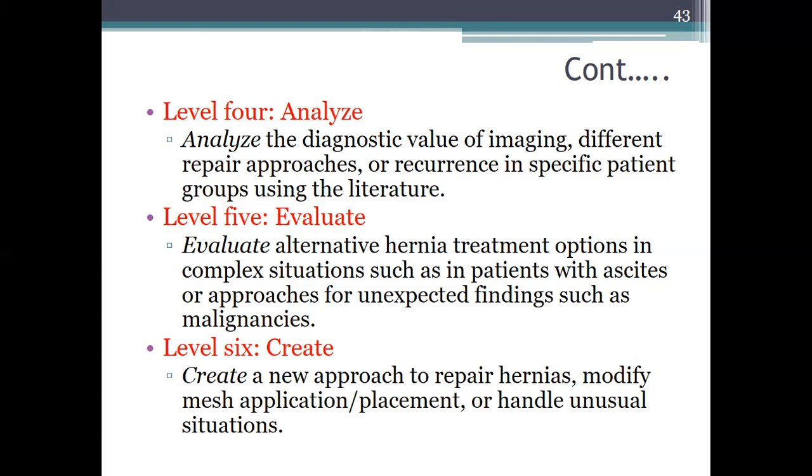So level 5 evaluation: evaluate alternative hernia treatment options in complex situations such as in a patient with ascites, or approaches for unexpected findings such as malignancies. Now if the patient has a hernia but also some new, unexpected finding, and that is malignancy, what will he do? This is the evaluating and judging of this new situation. What he will do is in the next level, which is create, level 6. Create a new approach to repair hernias, modify mesh application and placement, or handle unusual situations, like we discussed in the previous step, which is the evaluation.